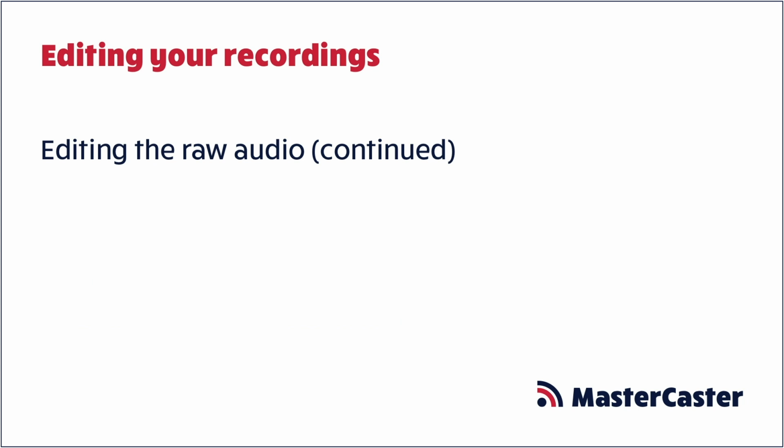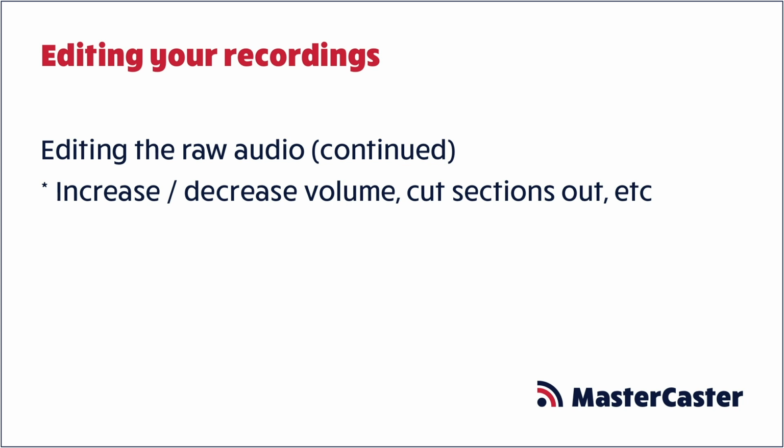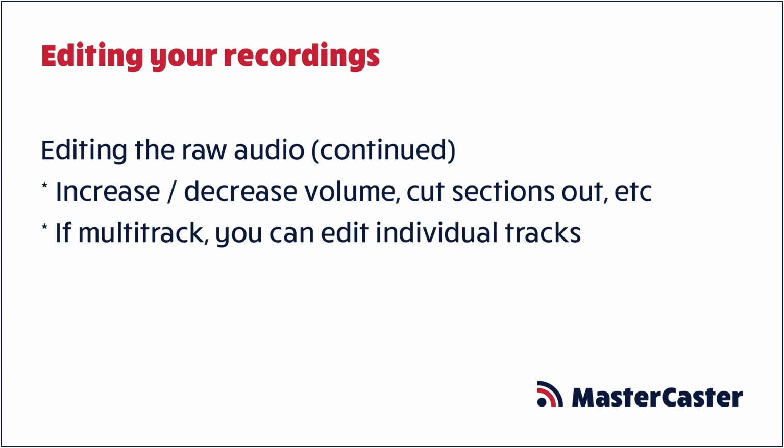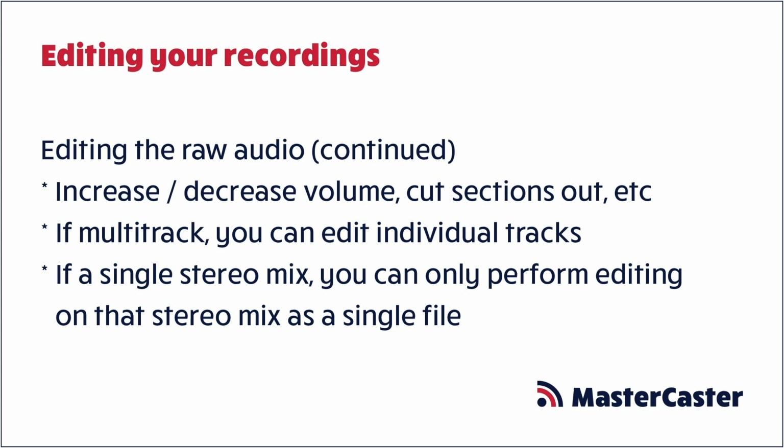Once you've imported your raw audio into your DAW, you'll be able to do a number of things with that file: increase or decrease the volume of the audio, cut sections of the raw audio out, for example where there's a long unintended pause, add intros and outros, etc. If you've recorded the raw audio as multi-track, you'll be able to undertake these steps for one, some, or all tracks. If you only have one single file containing the mixed audio, you'll only be able to do these steps across the entire mixed file.